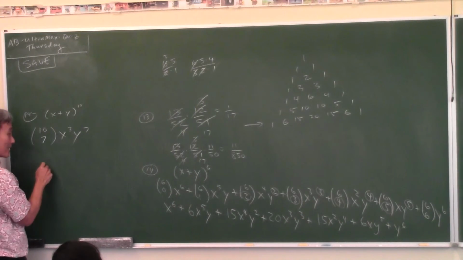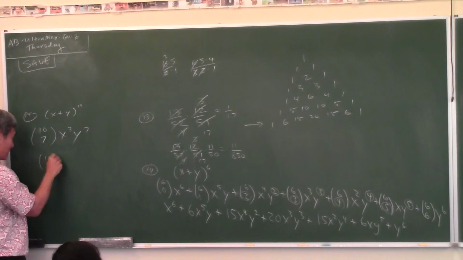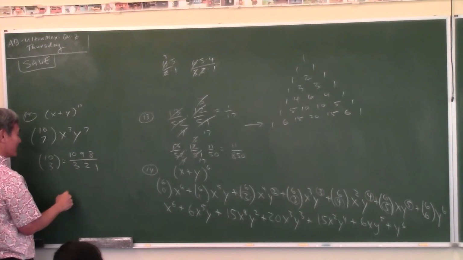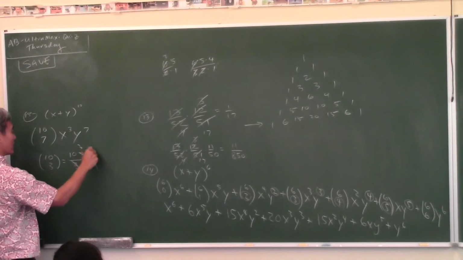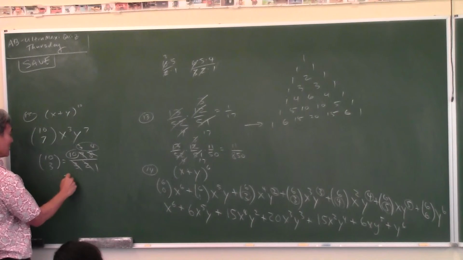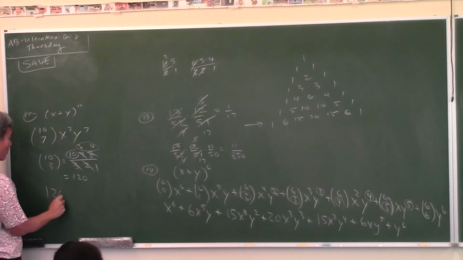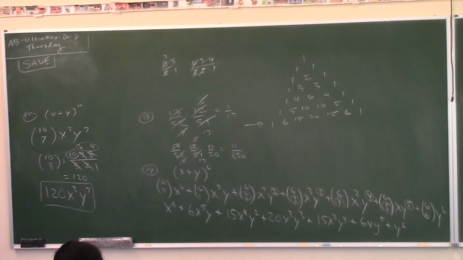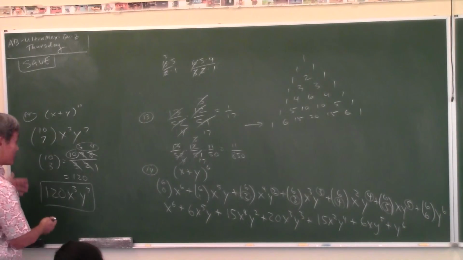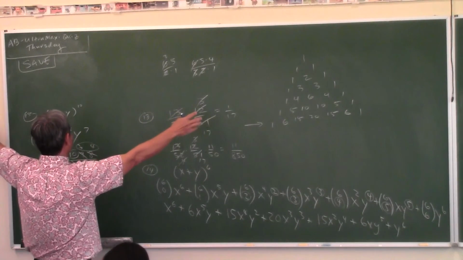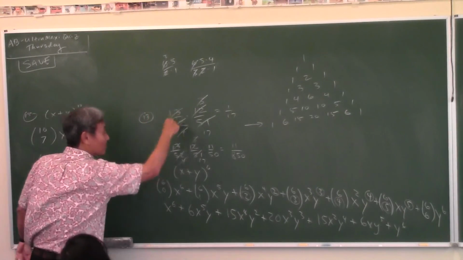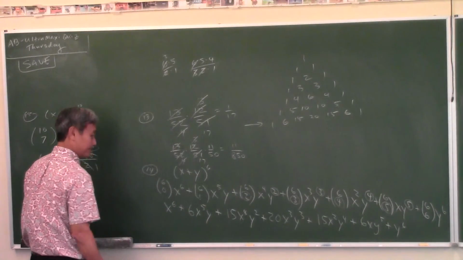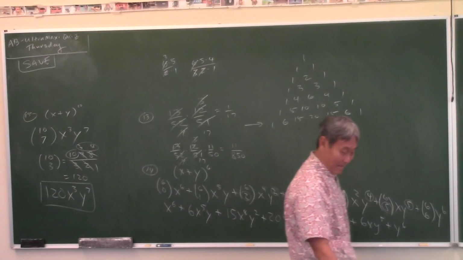But 10 choose 7 is the same thing as 10 choose 3. So using the shortcut I taught you, 3, 2, 1 on the bottom, and then 10, 9, 8 on the top. So 3 goes into that 3, 2 goes into a 4, so 12 times 10, 120. So your answer is 120 x cubed y to the 7. Or if you don't like what I'm teaching you, then just expand the whole thing, 11 terms, and then box the 8th one. I guarantee it could be this one. See, after going over it, this isn't that bad.